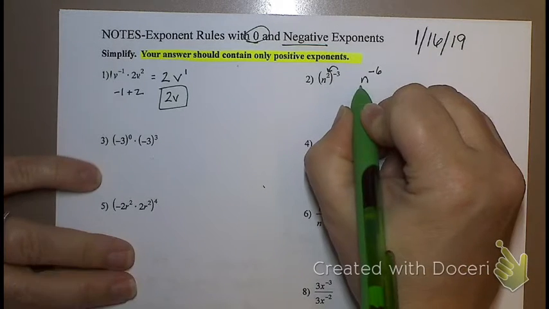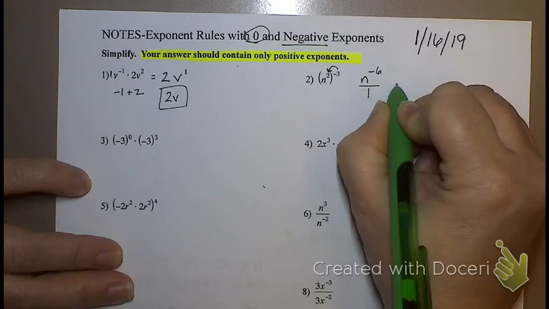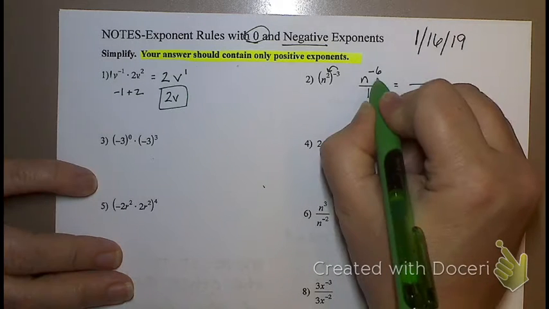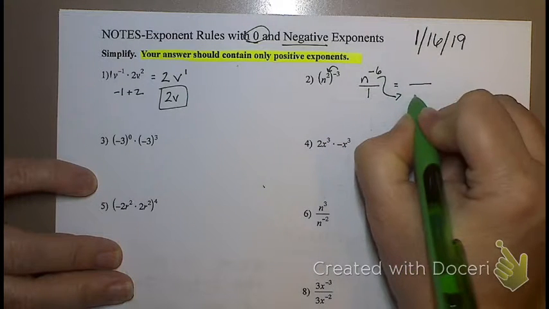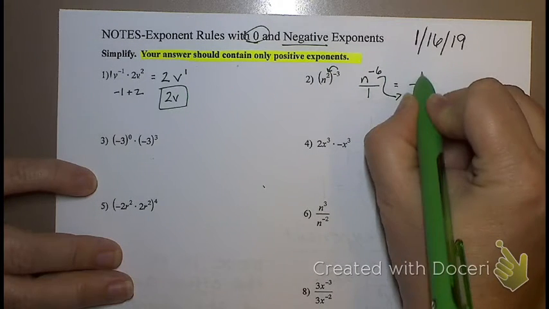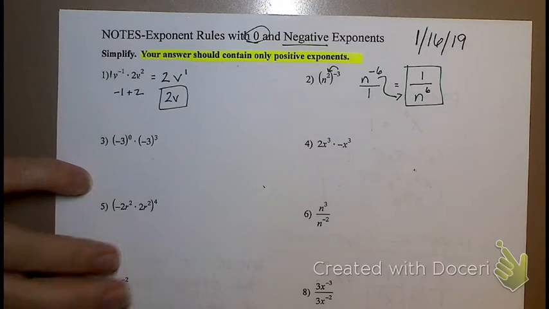So I need to remember that this is over 1. So where does the n to the negative 6 go? Down to the bottom. Now it's a positive 6. There's nothing left on the top, so I put a 1. And that's my answer.